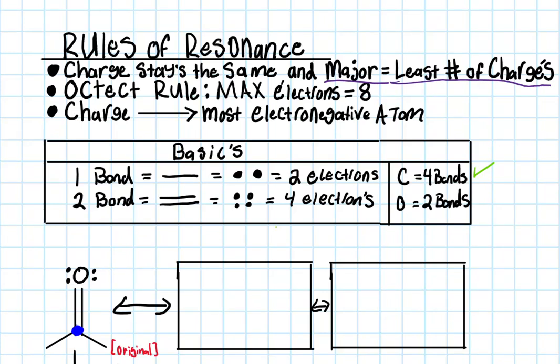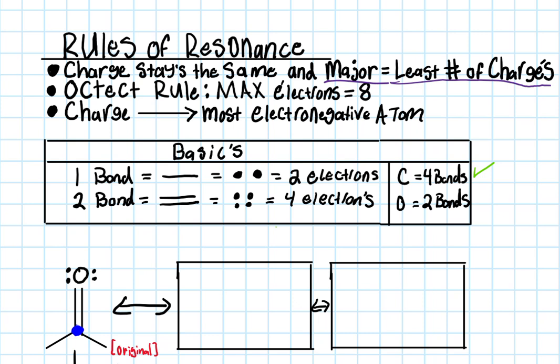All right, hello. I'm going to be talking about rules of resonance, which will be important for organic chemistry. So this is for students to simplify things. For the first rule, charges stay the same. What this means is that if your original structure has a charge of zero, then your other resonance structures need to have a charge of zero.